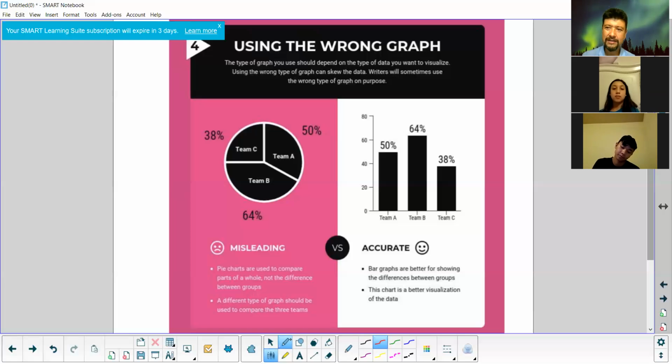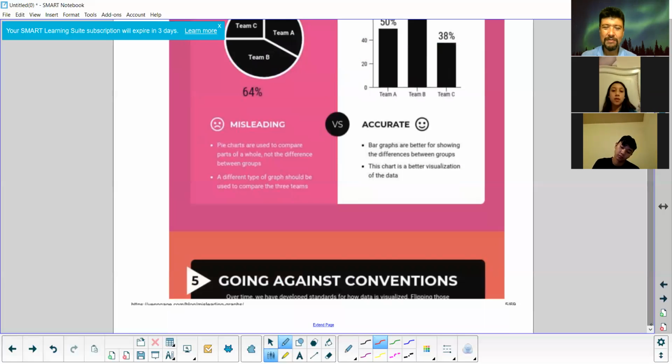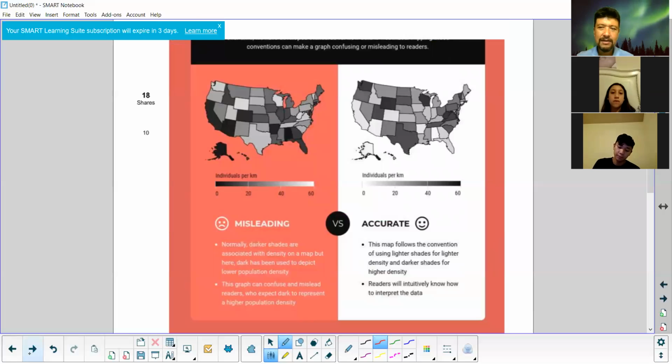Okay. Now let's go ahead with the fifth one, going against conventions. Who read last? Okay, Marcus, you're up. But Daddy, what's a convention? That means things are just normal. So go ahead. I can't see the text, Dad.